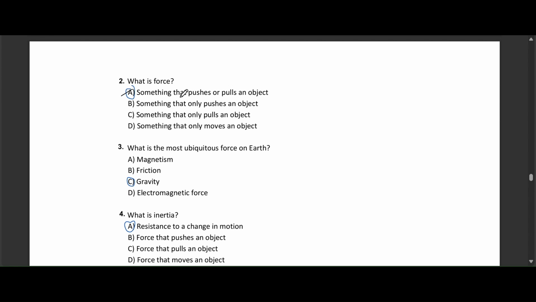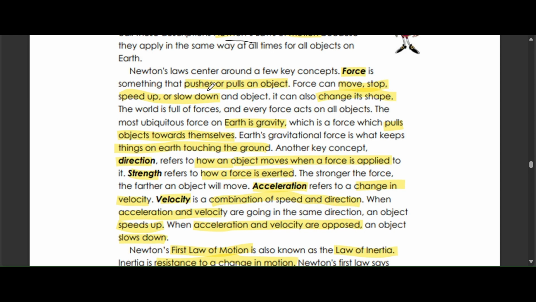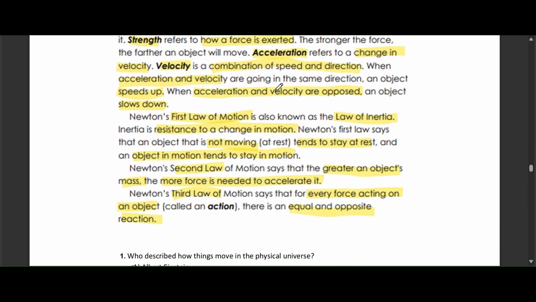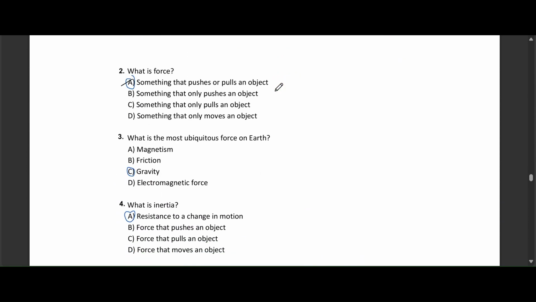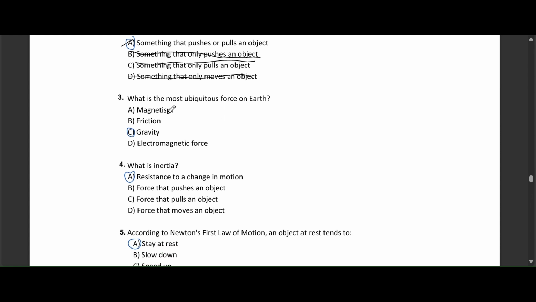Force is defined as any kind of push or pull that acts on an object. Remember, a force can cause an object to start moving, stop moving, or change direction. Options B and C are not quite right because they only mention one type of force, either a push or a pull, but force can be both. Option D is incorrect because force doesn't only move objects, it can also stop them or change their motion. Therefore, the answer is A, something that pushes or pulls an object.